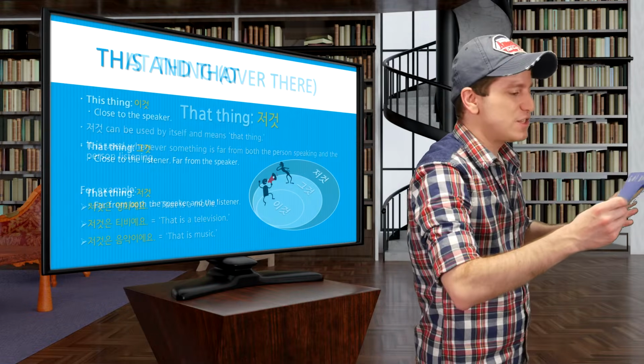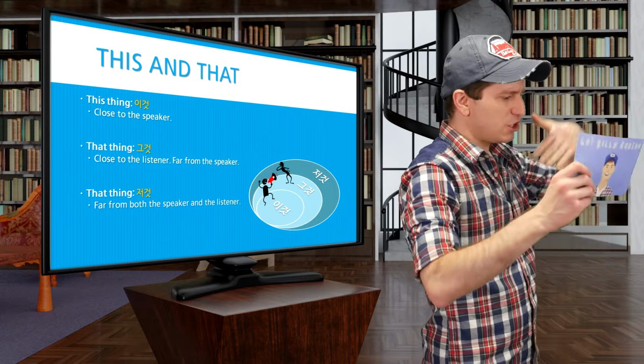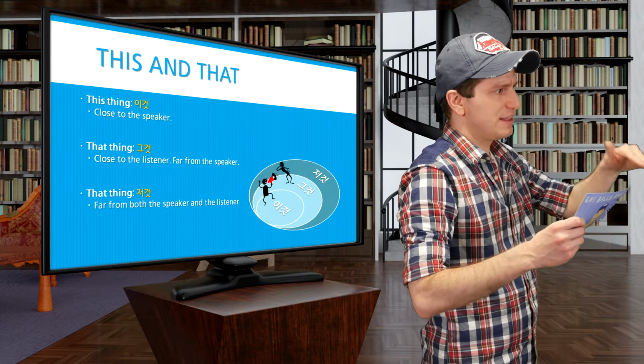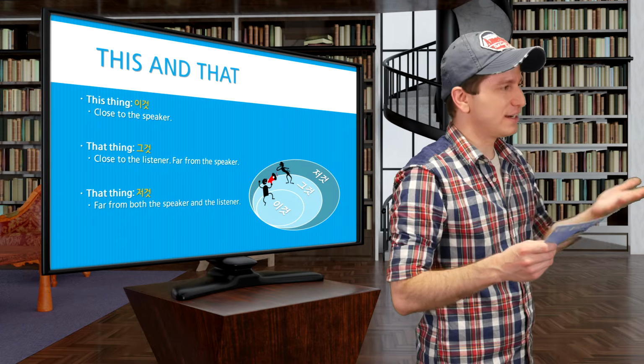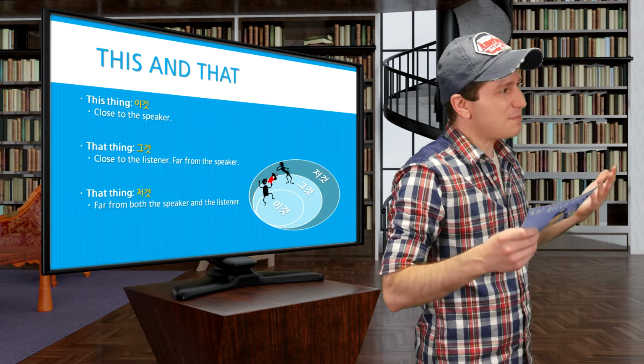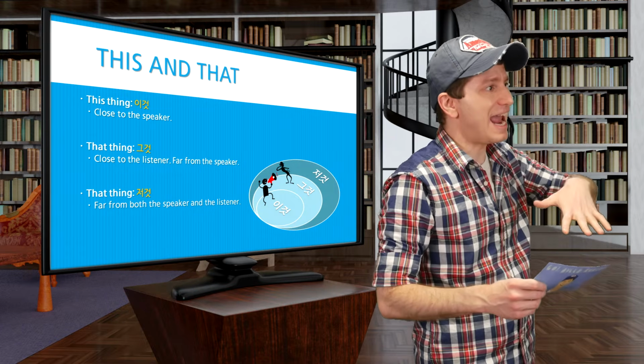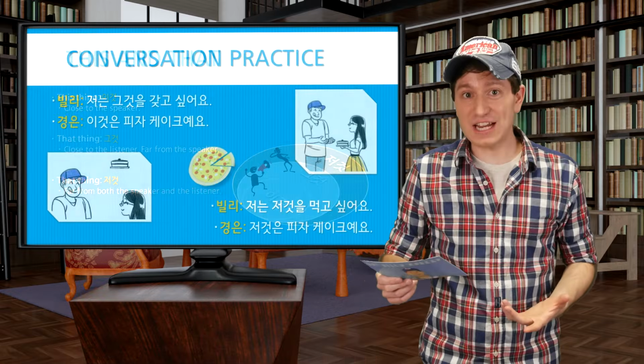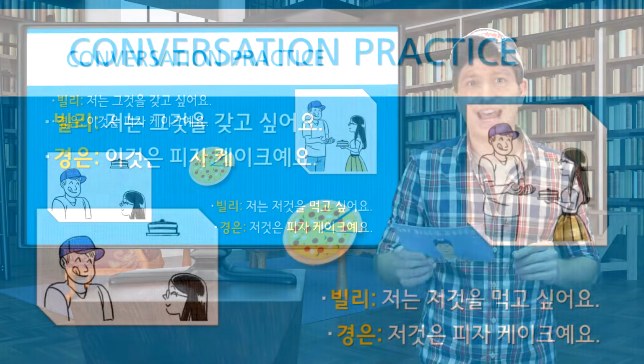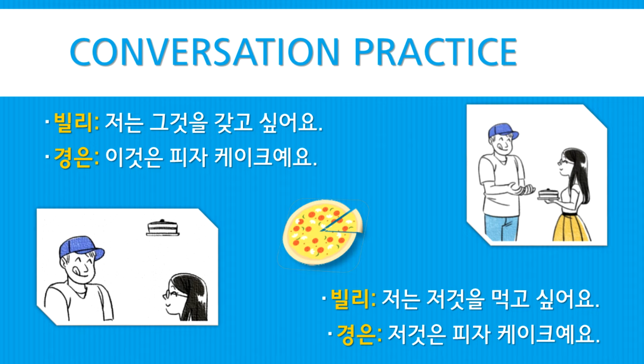So to review these, we have 이것, this thing which is close to the speaker. 그것, that thing which is close to the listener. And 저것, which is something that's far from both the listener and the speaker. So here's a conversation practice that uses these three new nouns. 저는 그것을 갖고 싶어요. 저는 그것, that thing, 을, object marker, 갖고 싶어요. So I want to have that thing. I want to have that.